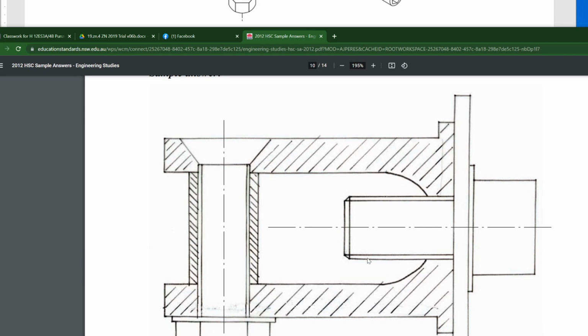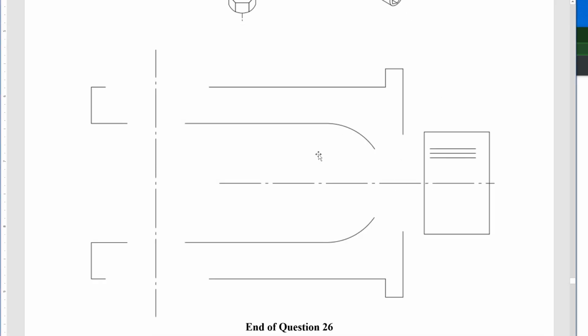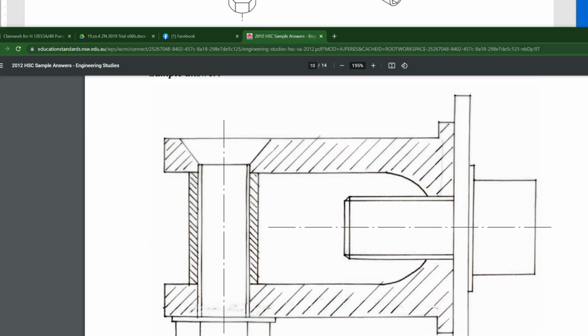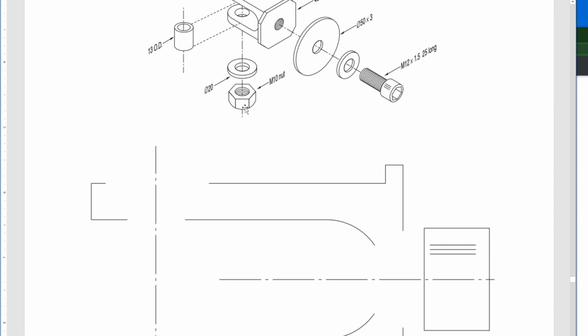So if I was looking for 5 marks, what would I be looking for? First of all, you need to draw both bolts, right? The bare minimum, you need to draw both of these screws, both of these threaded components. That's 1 mark. The second mark would be drawing the hex nut appropriately.